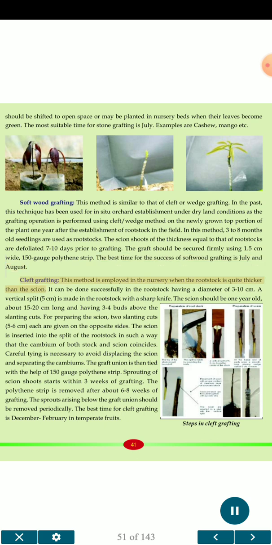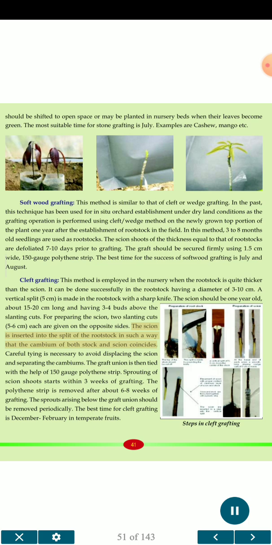Cleft grafting. This method is employed in the nursery when the rootstock is quite thicker than the scion. It can be done successfully in the rootstock having a diameter of 3-10 cm. A vertical split, 5 cm, is made in the rootstock with a sharp knife. The scion should be 1 year old, about 15-20 cm long and having 3 to 4 buds above the slanting cuts. For preparing the scion, 2 slanting cuts, 5 to 6 cm each, are given on the opposite sides.